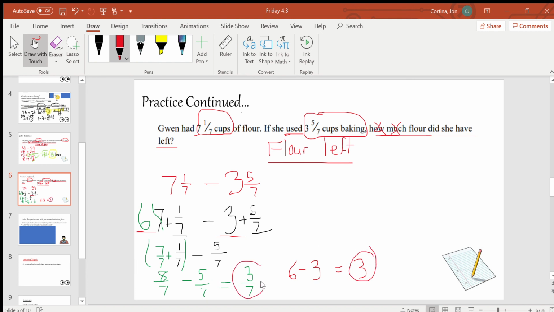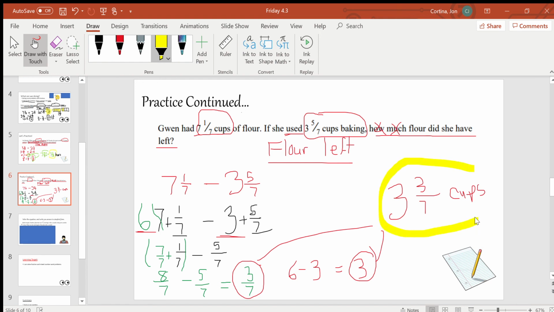So we're left with 3 and 3/7 cups of flour. Okay, and I see that 3/7 can't be reduced anymore. There's no number that will divide into both of these numbers. So that is our final answer in reduced form with a label.